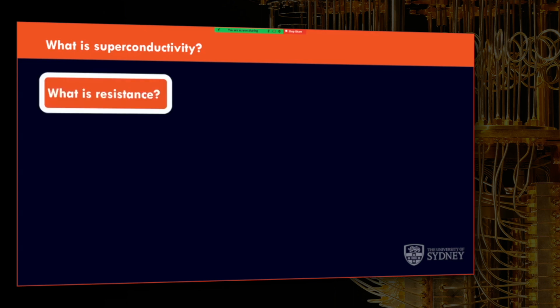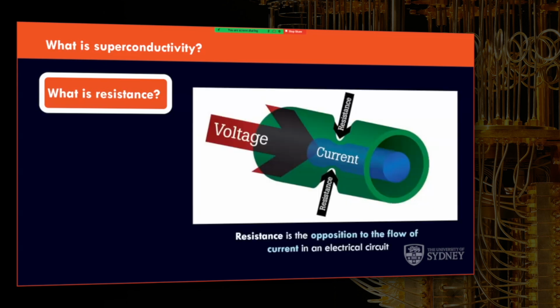Okay, but to understand what superconductivity is, we really need to take a step back and first understand what resistance is. So I'm sure that many of you probably already have heard of what a resistor is and how it might appear and work in an electrical circuit. But basically, the resistance of a material is the opposition to the flow of current in that electrical circuit.